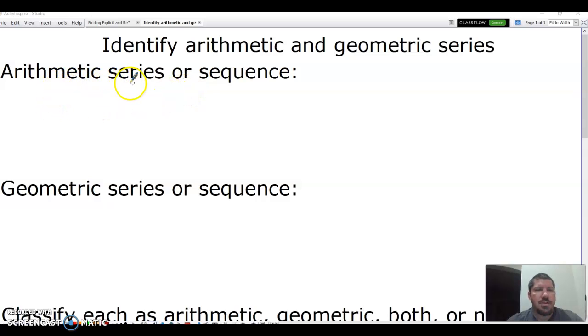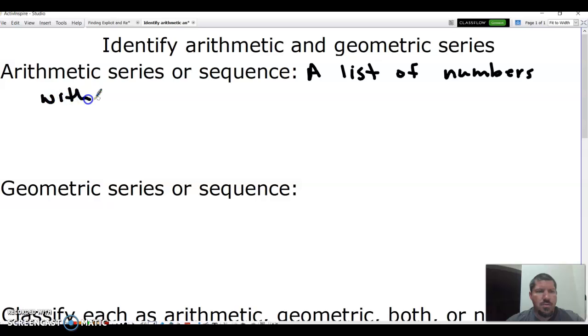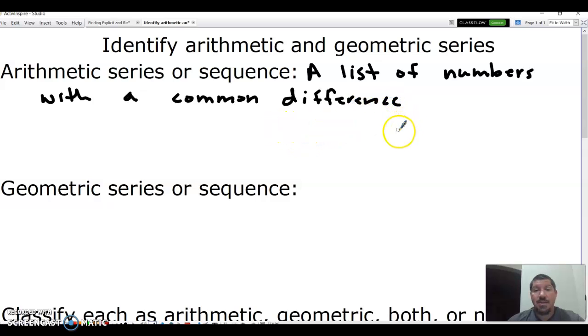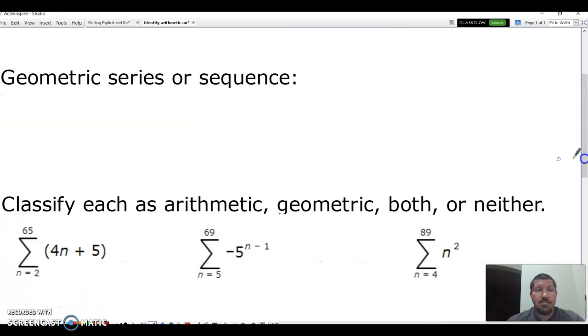So arithmetic series or sequence means, in layman's terms, a list of numbers with a common difference, which basically means I'm adding or subtracting the same number every time.